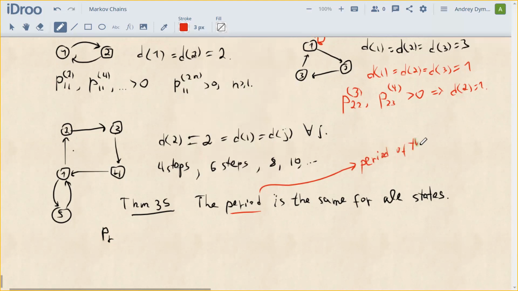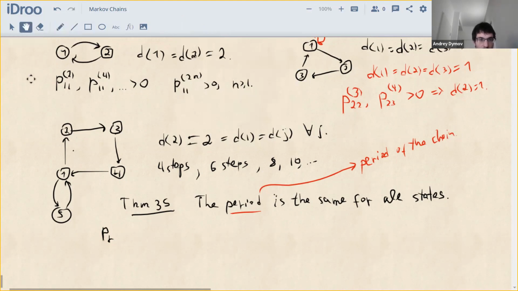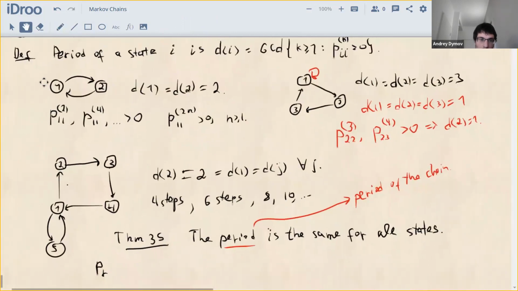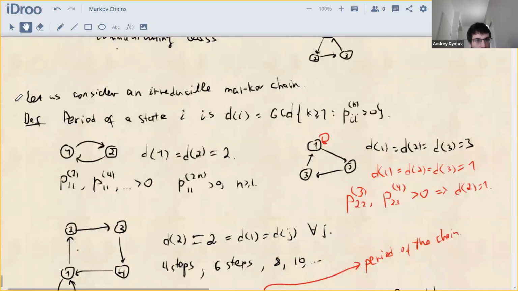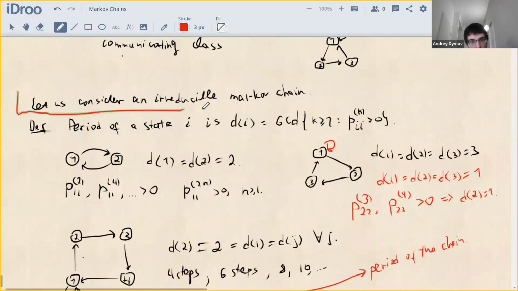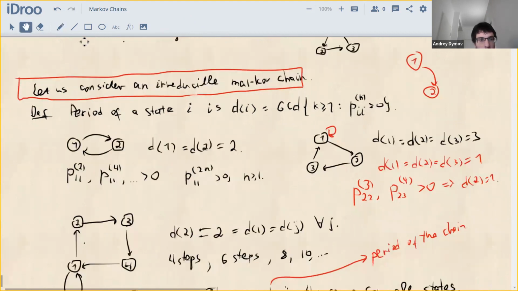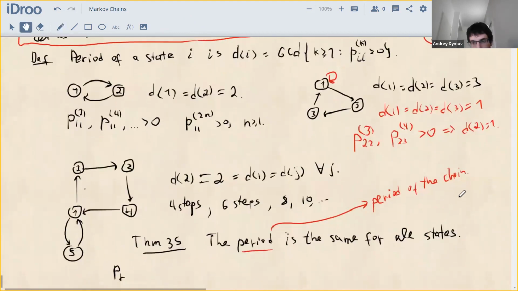Sorry, do we assume that the chain is irreducible in the theorem? Yes, we assume that the chain is irreducible because the period is defined only for irreducible chains. In this section we all the time assume that the chain is irreducible, because the definition of the period holds only for irreducible Markov chains. Otherwise, if the chain is not irreducible, then the period doesn't make sense, because for this chain, what is the period of state 1? No period, right? Because you never return to state 1, starting from state 1. So this definition holds for irreducible Markov chains only.